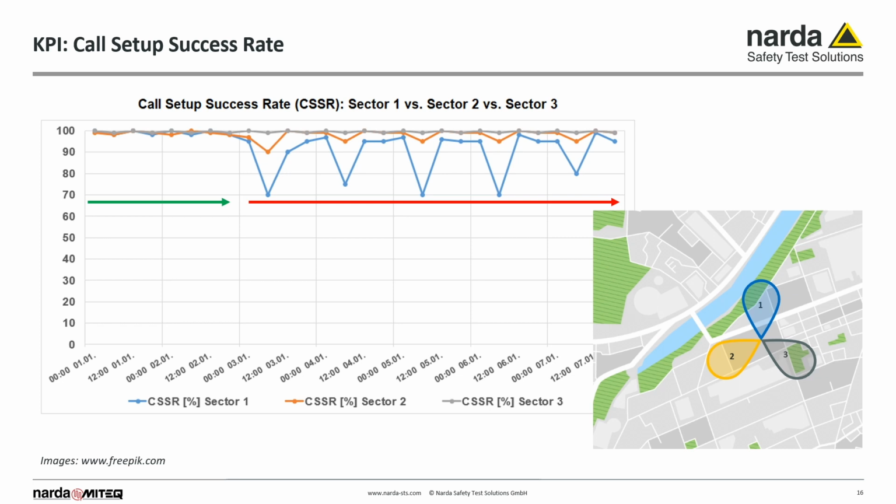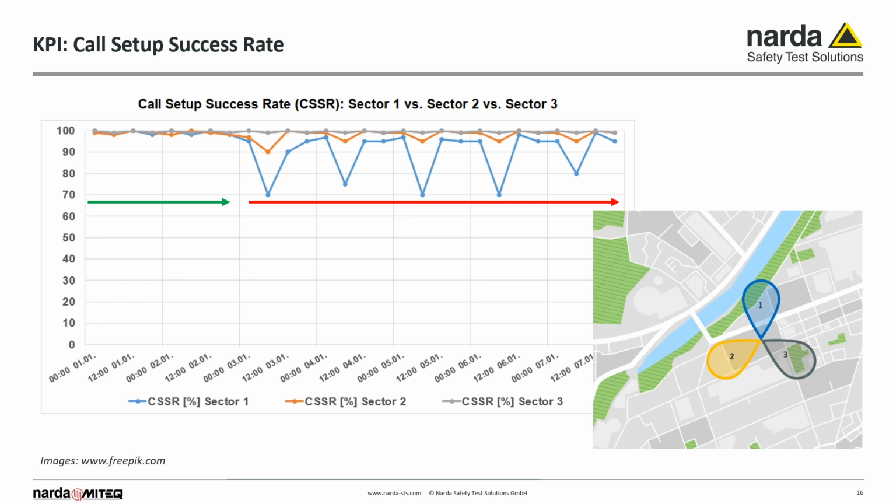The call setup success rate, or CSSR, presents how many calls or connections can successfully be established between the user equipment and the base station. This value is measured in percent and typically ranges above 95%. Lower CSSR values mean worse quality of service and indicate problems in the mobile network.